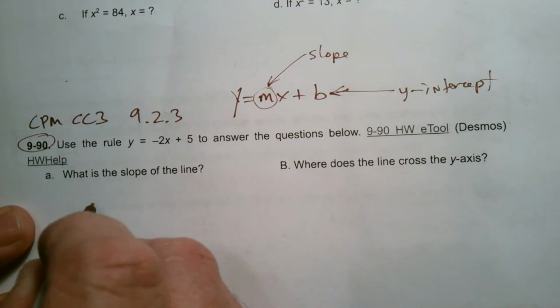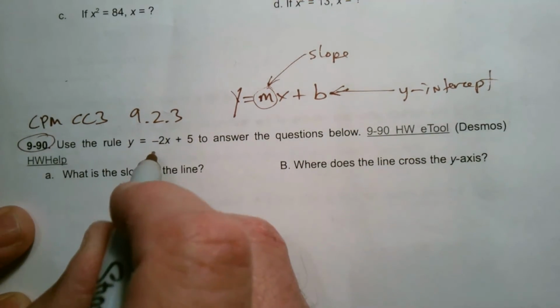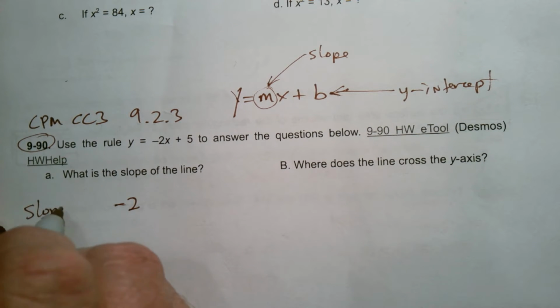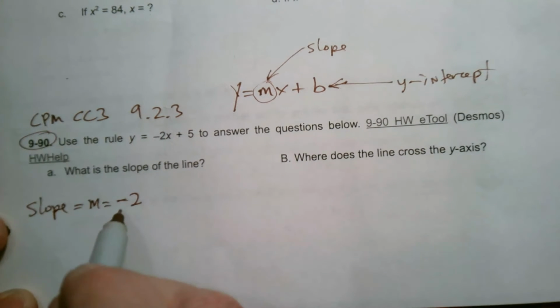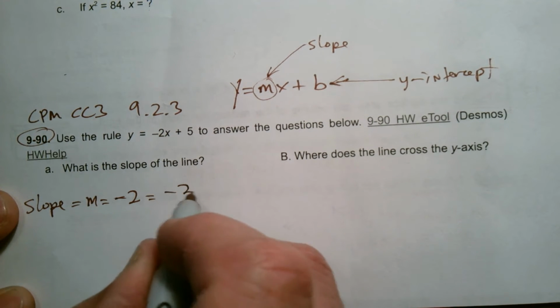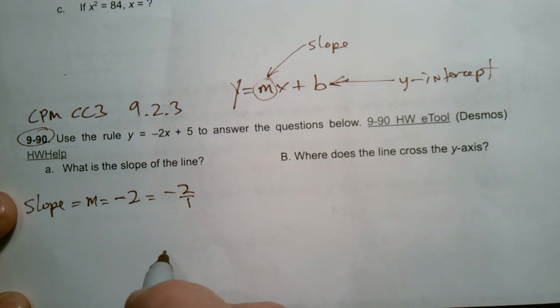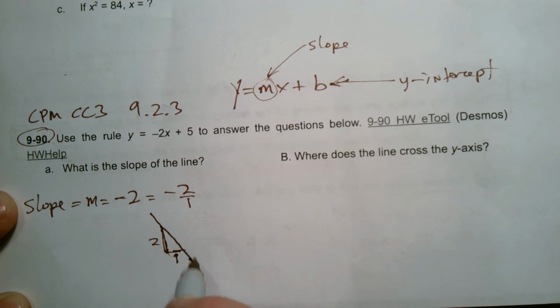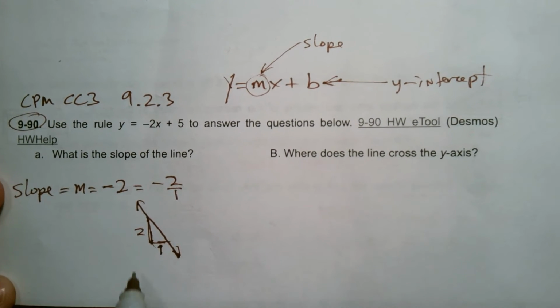Slope is the m, right? So in this case, my m is negative 2. So my slope is m, and my m is negative 2. And in fact, when you go to graph it, what you would really have is negative 2 over 1, a rise of 2 and a run of 1. And it would be downhill because it's negative. That's what that slope represents, that number in front of the x.